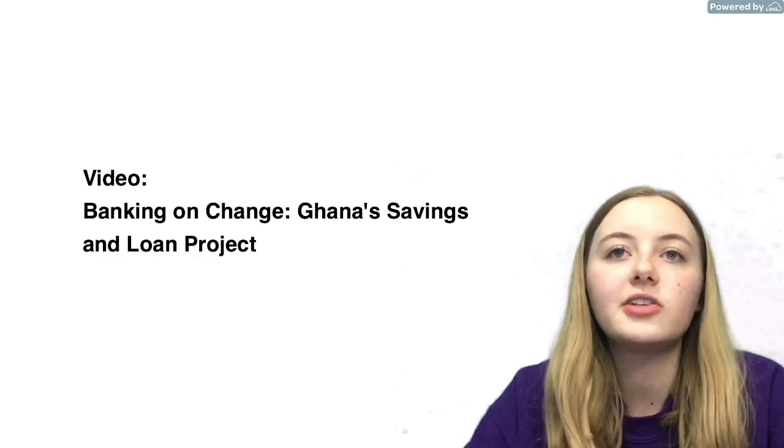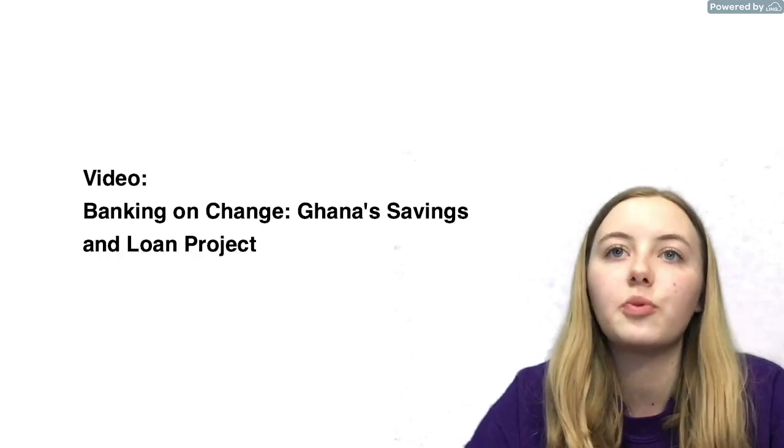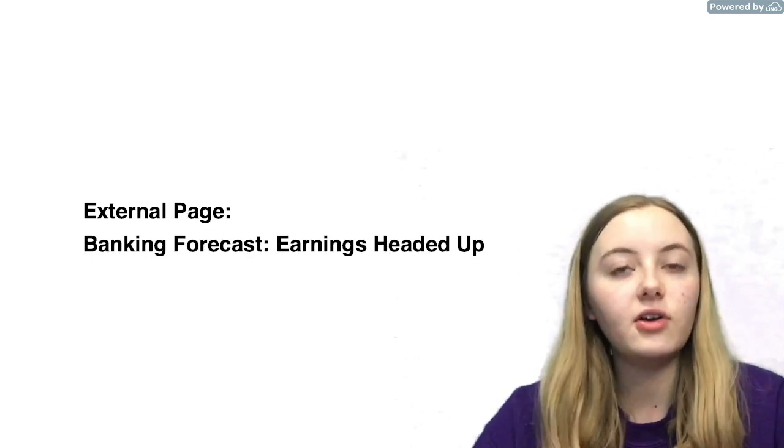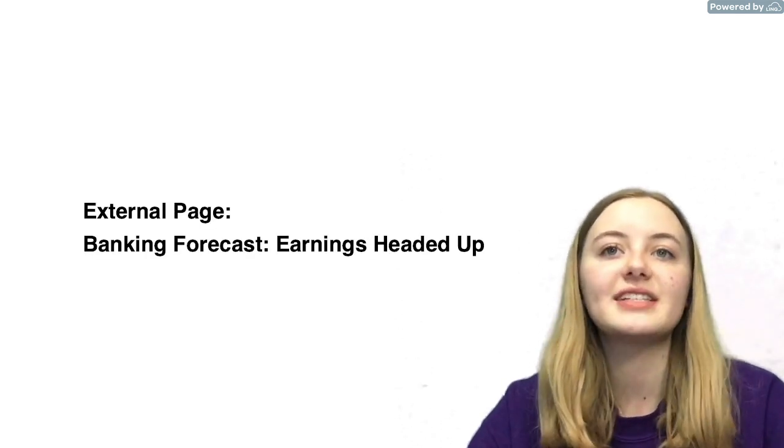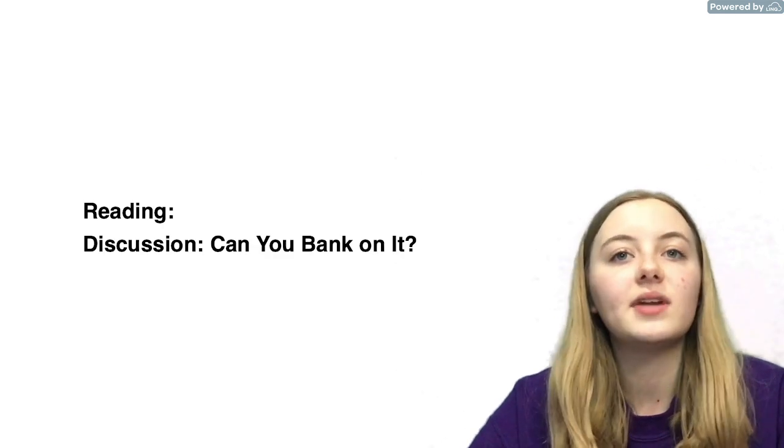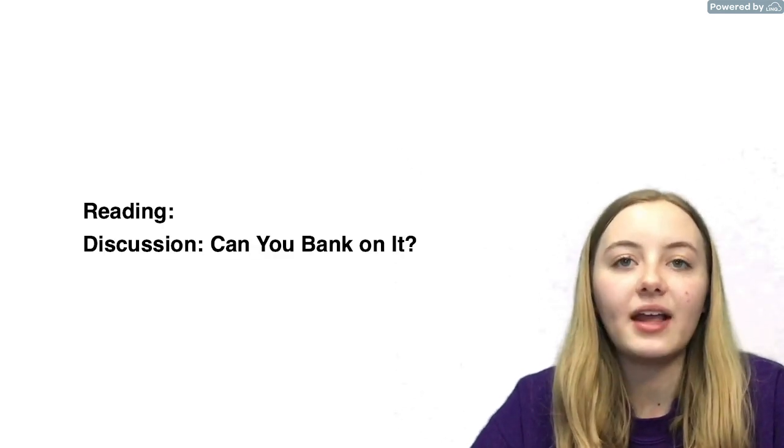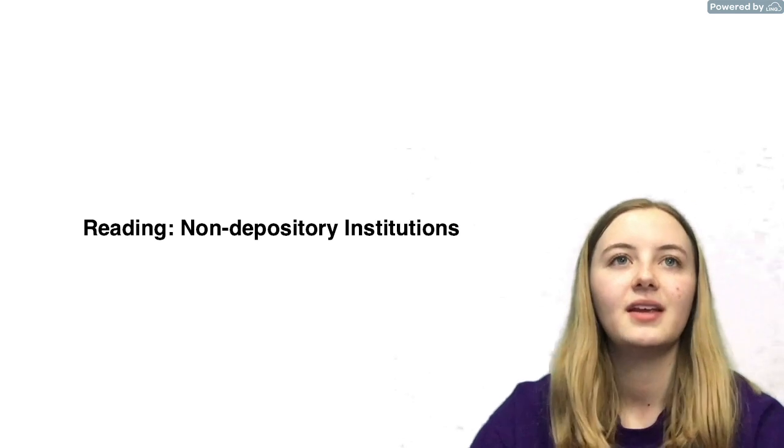After finishing the reading, watch a video called Banking on Change, Gonda's Savings and Loan Project. Then read an external page called Banking Forecast, Earnings Head Up. Then read a reading called Discussion, Can You Bank on It? Then there's flashcards to review. This concludes Objective 2. For Objective 3, we're starting on page 340.